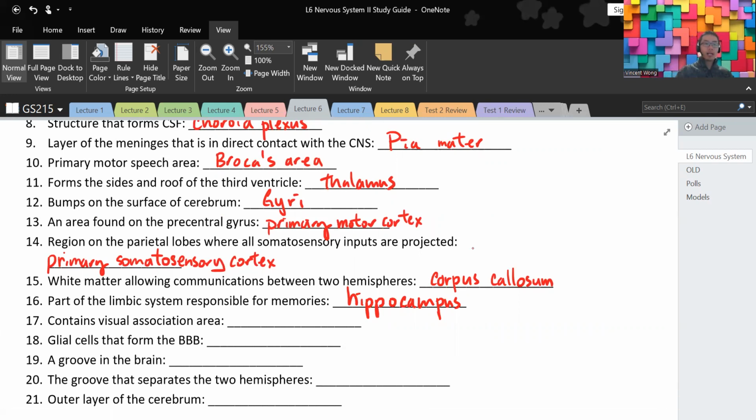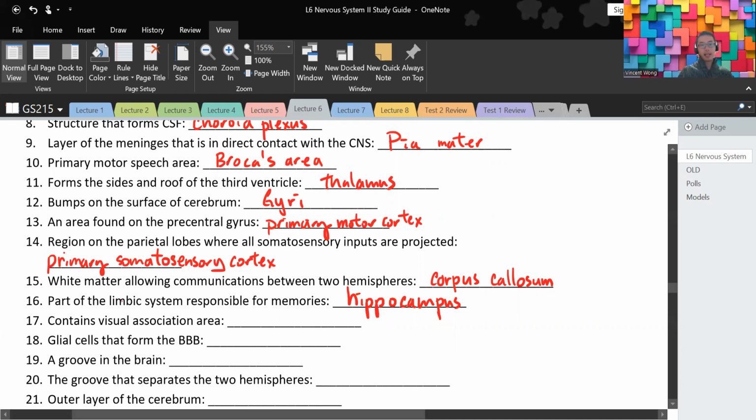Contains visual association area. Again, an association area is a dedicated location in the brain for processing a particular type of senses. In this case, it's visual, so you will find it in the occipital lobe.